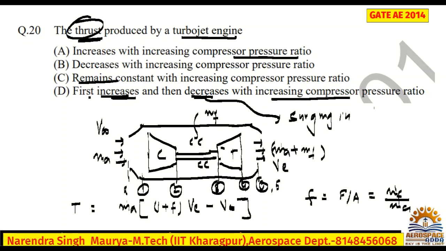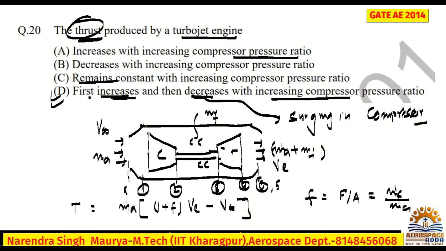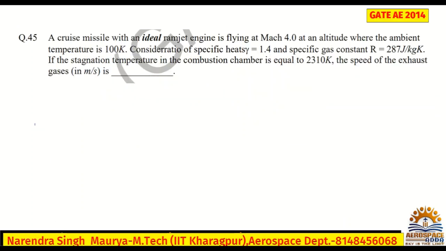Surging in the compressor means losses. That is the breakdown of flow in the compressor. So what is the correct answer? Option D. Hope you understood. So your answer is, I must write here, all right, hope you understood. Now we'll go for the next.